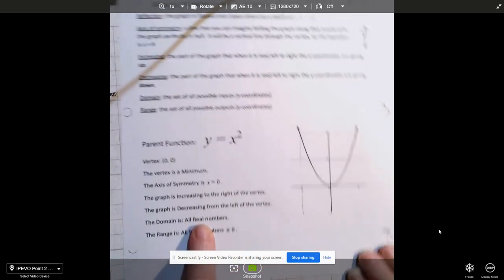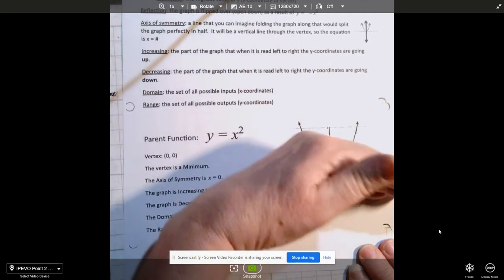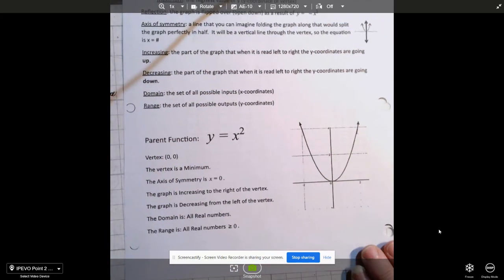The domain is always going to be all real numbers. You don't even have to think about that one. And here the range will be all real numbers greater than 0. So you could just say y is greater than 0. That would be fine.